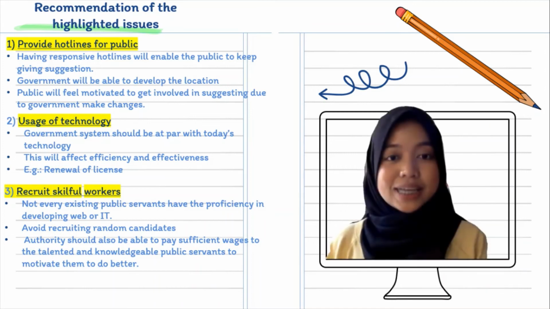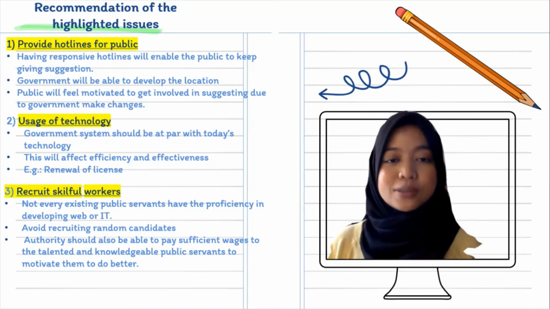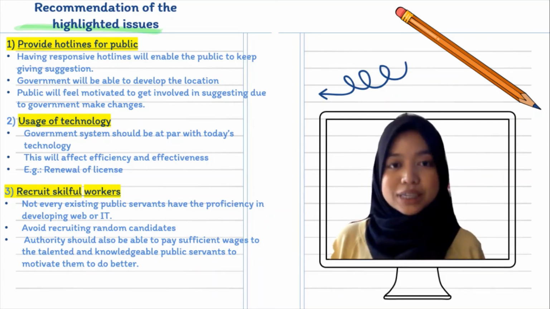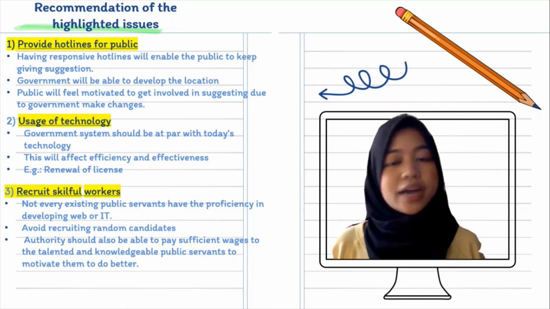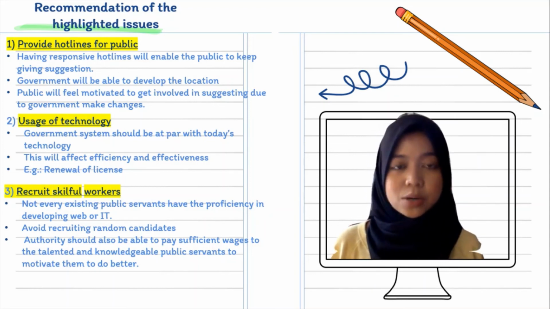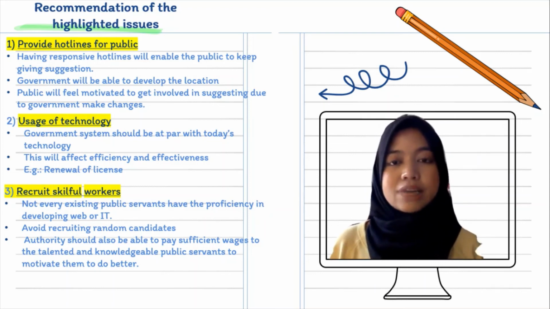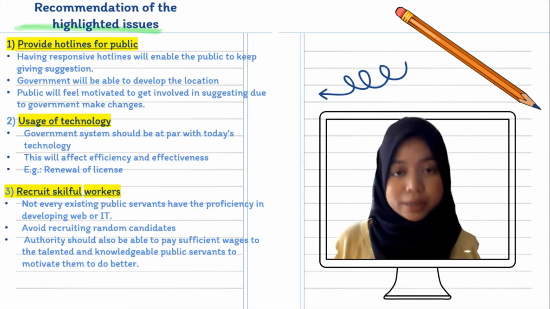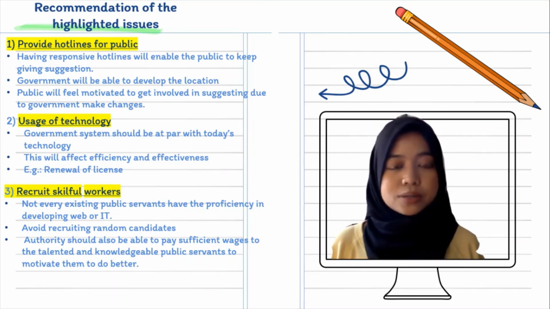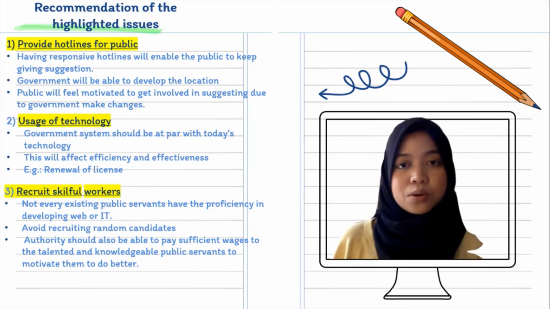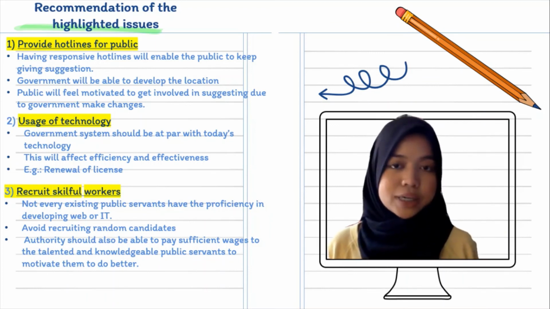Last but not least, the government should recruit more skillful workers. Skillful worker in this context is referring to the experts in technology, as the main concern is to include more advanced technology in the system. Not every public servant is a graduate or has the proficiency in developing web or graphic design. The authority should avoid recruiting random candidates without referring to the needs of the market. The authority also should be more capable to pay more wages to the workers as the workers acquire knowledge and talents.